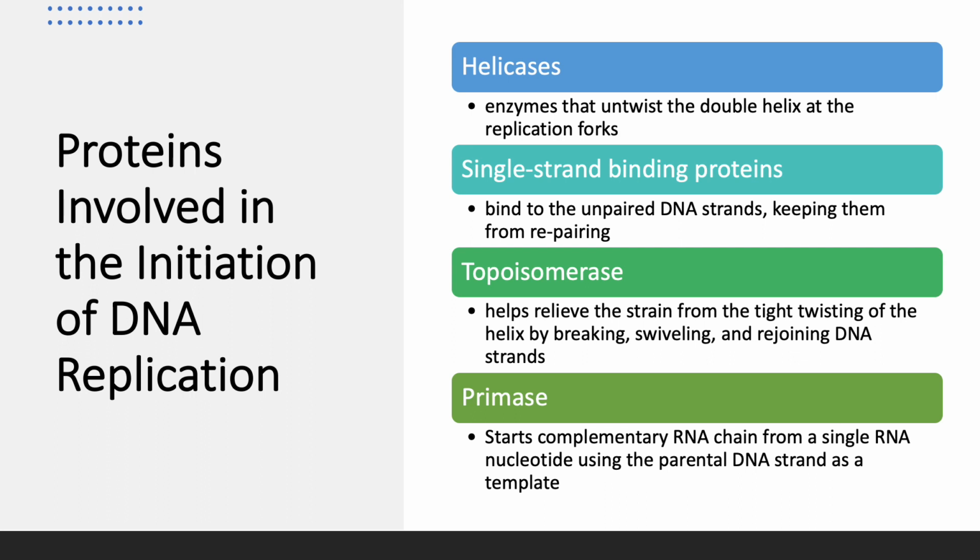The initial nucleotide chain that is produced during DNA synthesis is actually a short stretch of RNA and not DNA. This RNA chain is called a primer and is synthesized by the enzyme primase. Primase starts a complementary RNA chain from a single RNA nucleotide, adding RNA nucleotides one at a time, using the parental DNA strand as a template.